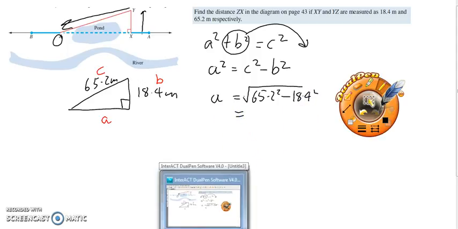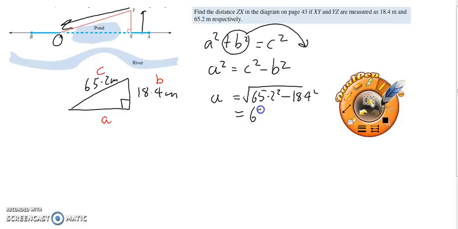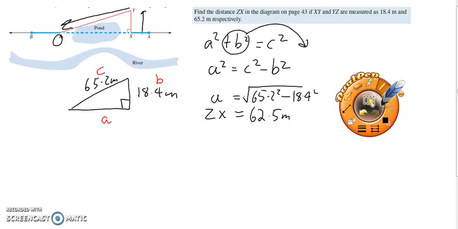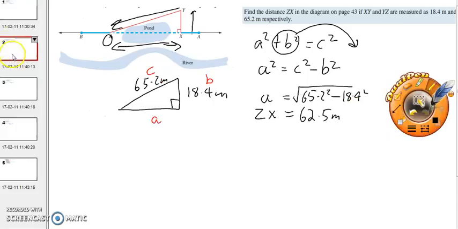And if we do all that and put it into our calculator, we end up with 62.5 meters. So what they find is that ZX, which is this horizontal distance, is 62.5 meters, and they didn't have to measure it directly. Now this is one technique that they use. There is quite a few others they can use.